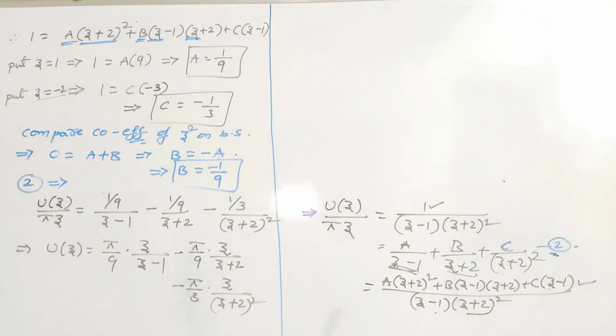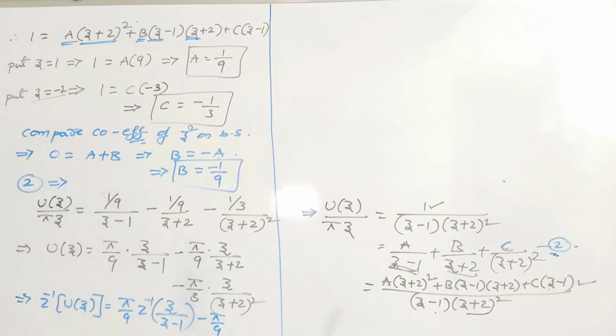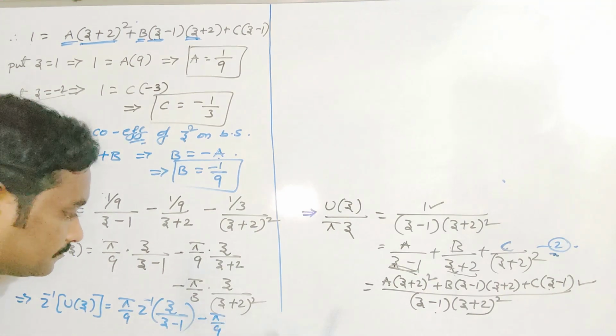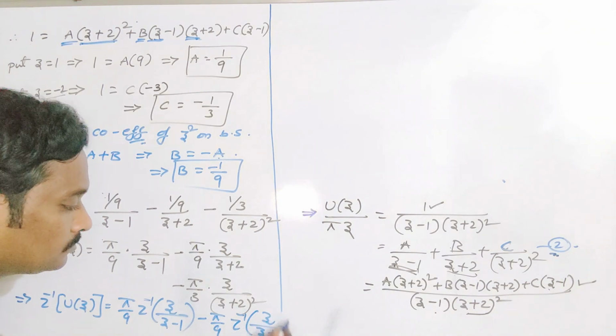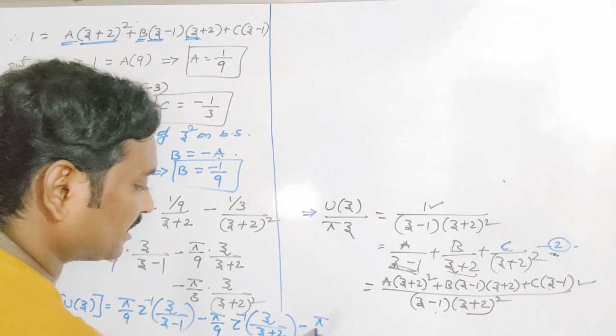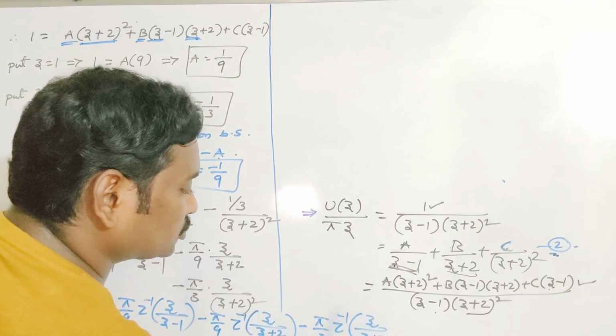Okay, we have to apply inverse z transform on both sides. So z inverse of u of z is equal to pi by 9 is the constant term, z inverse of z by z minus 1, minus pi by 9 is also a constant term, z inverse of z by z plus 2, plus minus pi by 3 into z inverse of z by z plus 2 whole square.